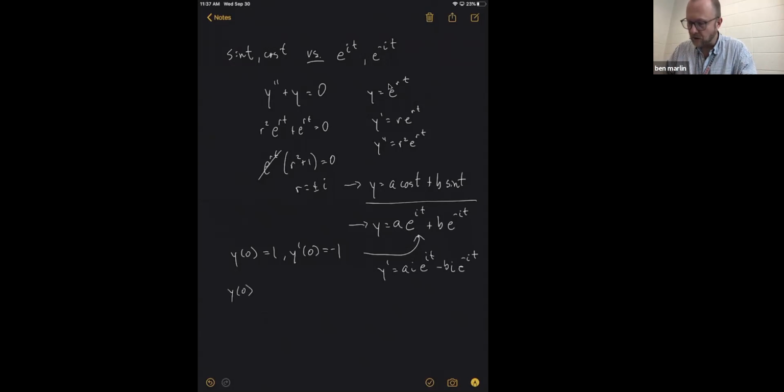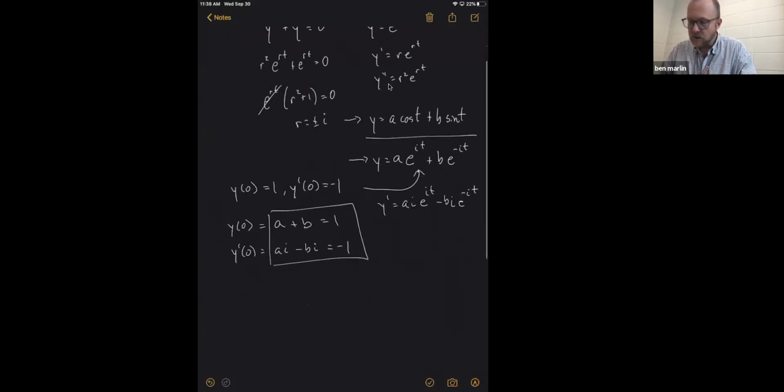So y of 0, plugging in there, you'll get an a times 1 plus b times 1. And we know that that's supposed to equal 1. Then your y prime of 0, when you plug in there, you'll get an a i minus b i, and that's supposed to equal negative 1. So with trying to solve a system of two equations, two unknowns, you can do it by elimination or you can do it by substitution. I usually do elimination, so I'm going to do substitution this time.